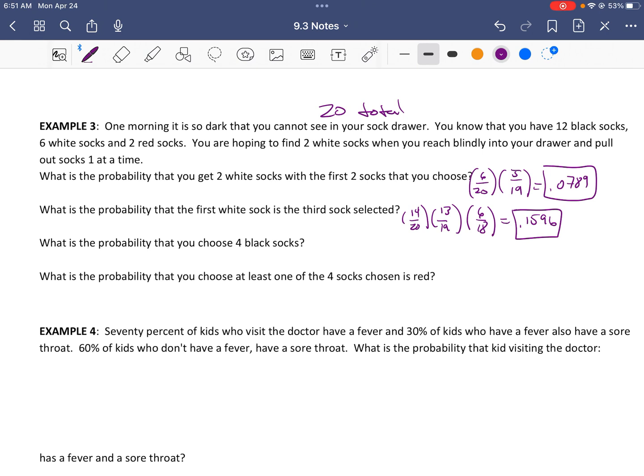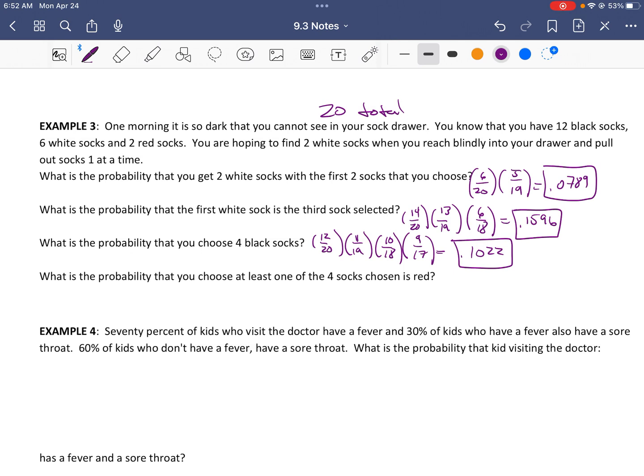Third question, what is the probability that you choose four black socks? Black, black, black, black. Well, 12 out of 20, first one. 11 out of 19, second one. 10 out of 18, third one. 9 out of 17, fourth one. Put in your calculator, 0.1022.